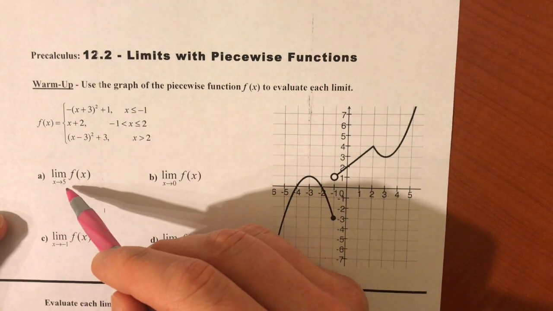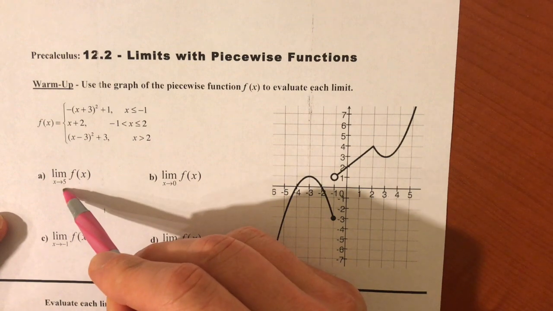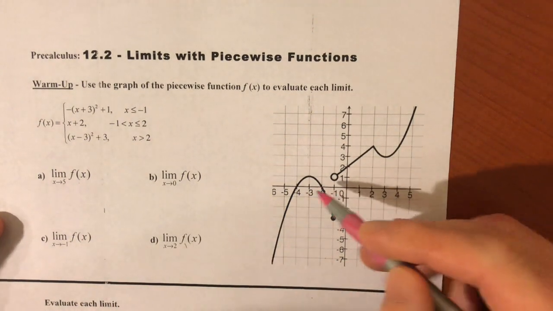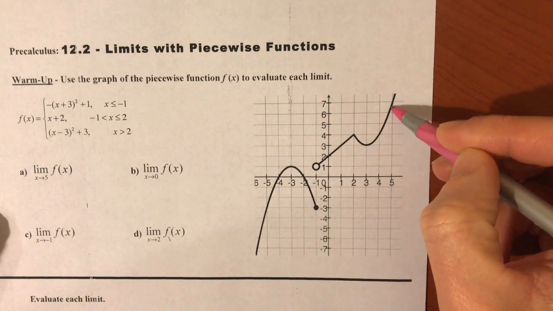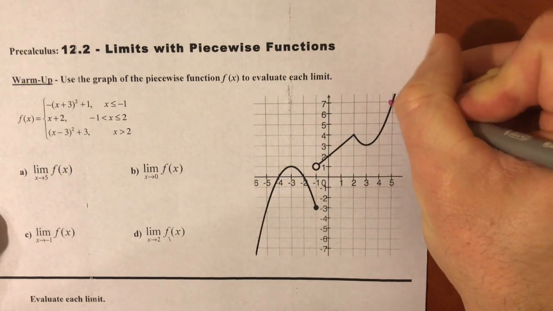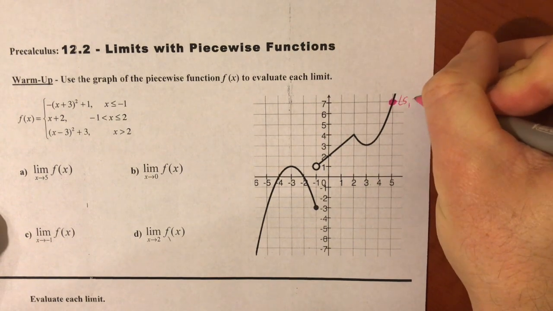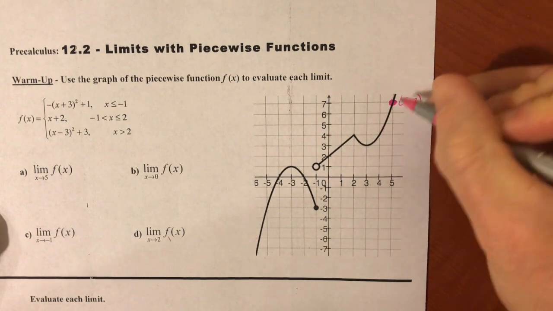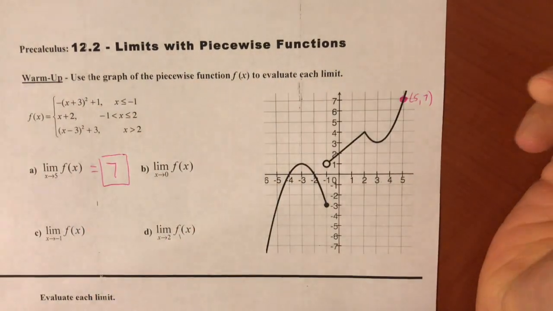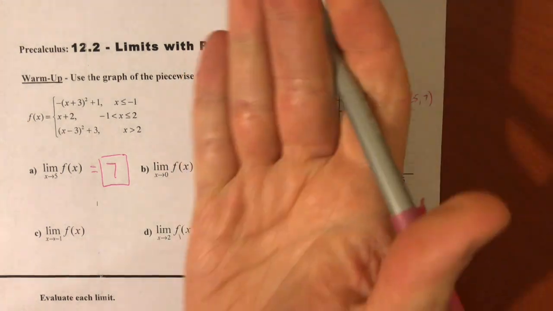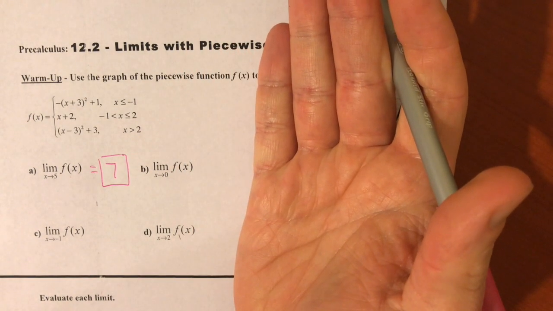So the first limit is, what is the limit of this function as x approaches 5? Now certainly you can look at this graph here, and as x approaches 5, we are right here on the graph. Nothing special, it's just a normal point on the graph at (5, 7), so those y values are approaching 7. Let's just think about how we could do that if we didn't have this graph. Would I need to draw the whole graph just to do that?